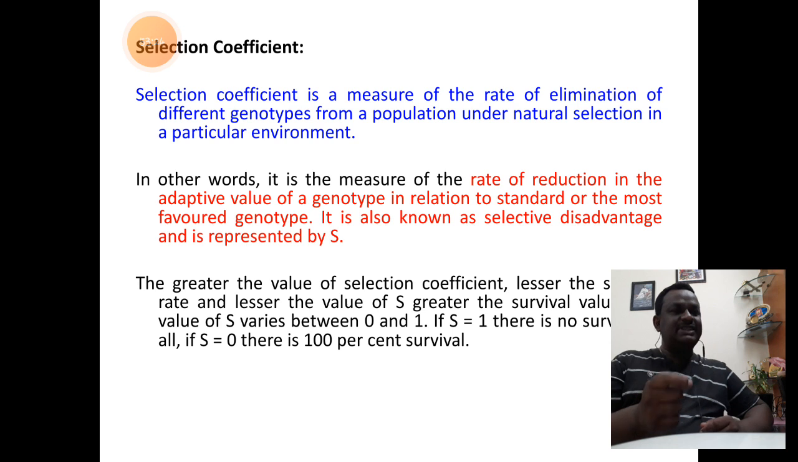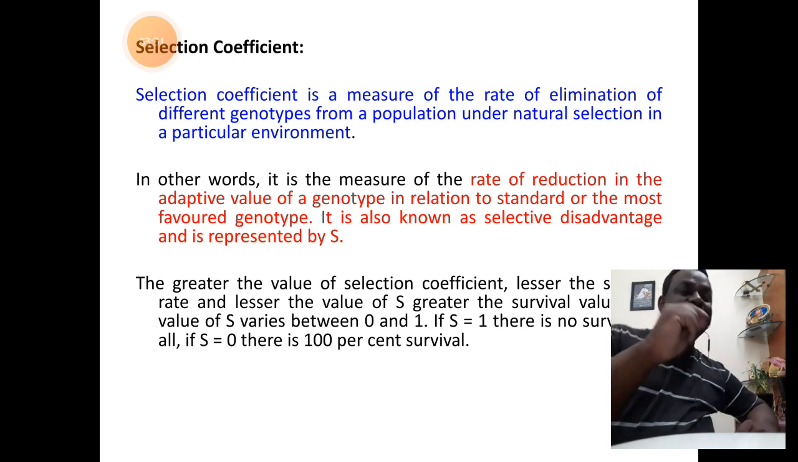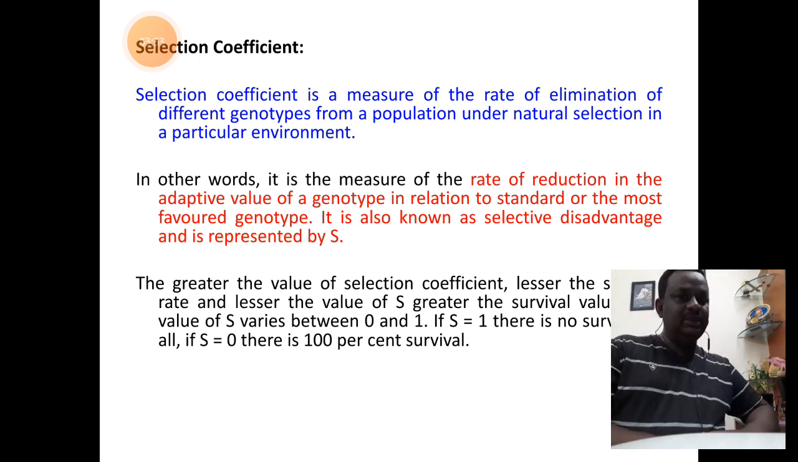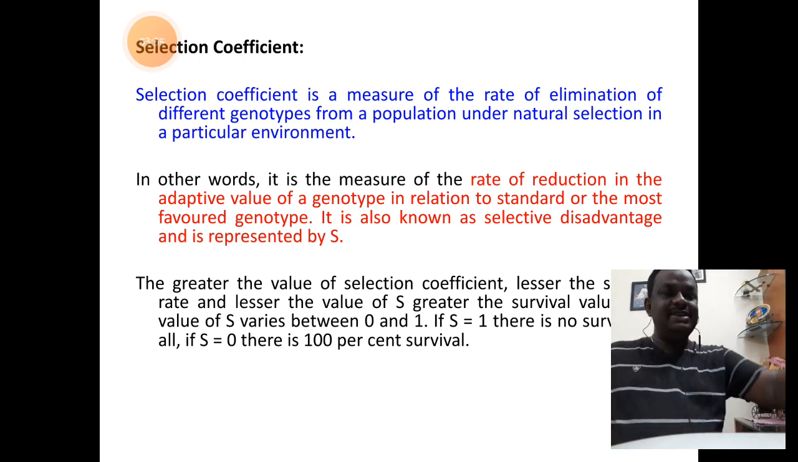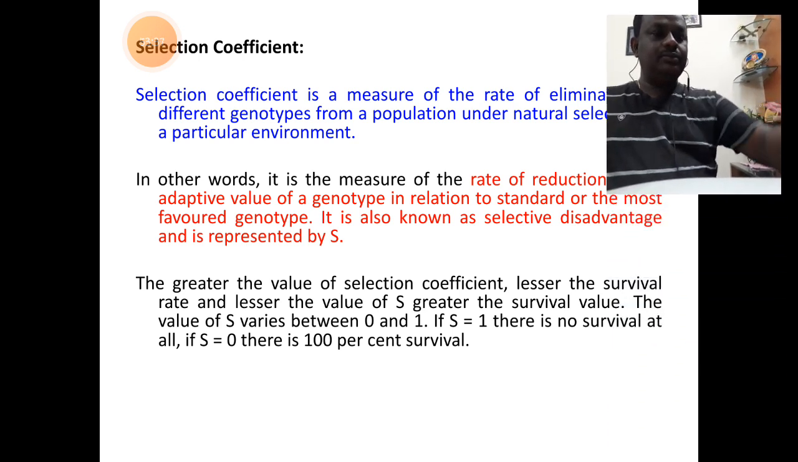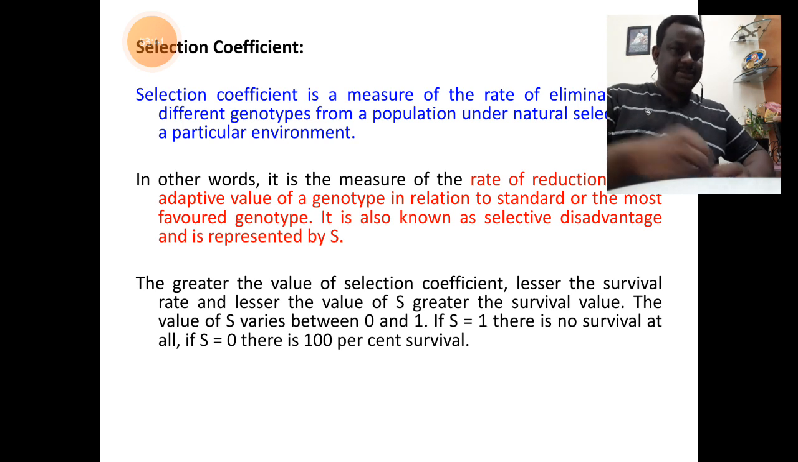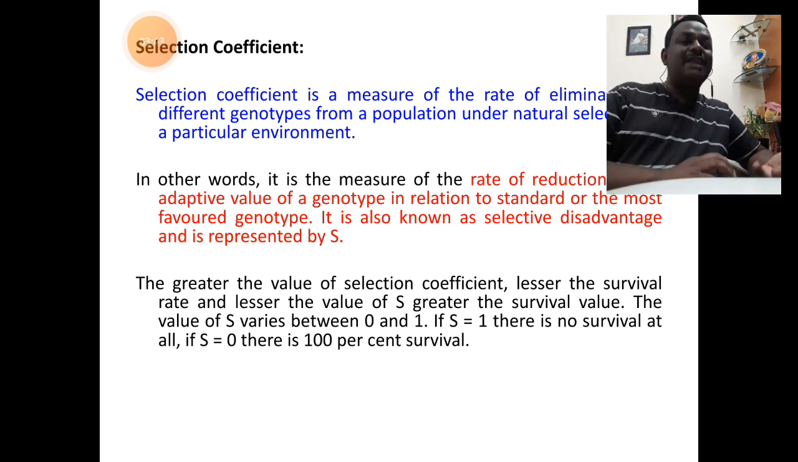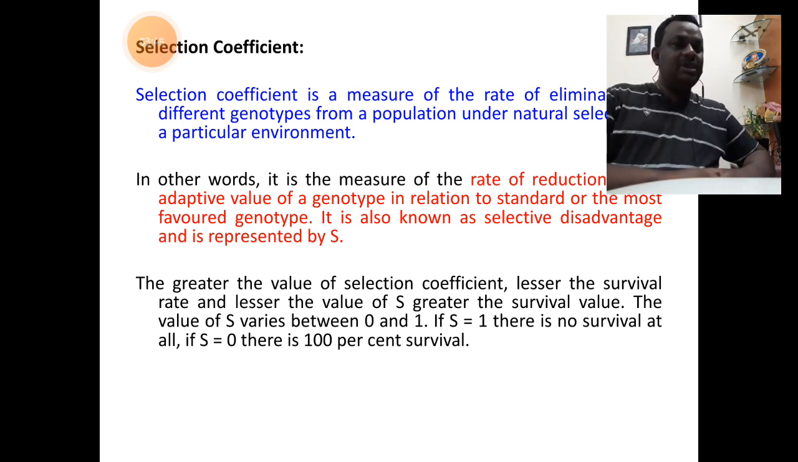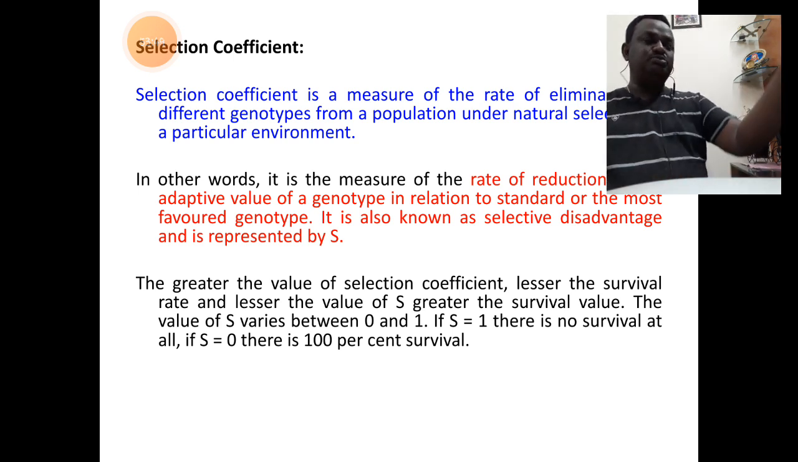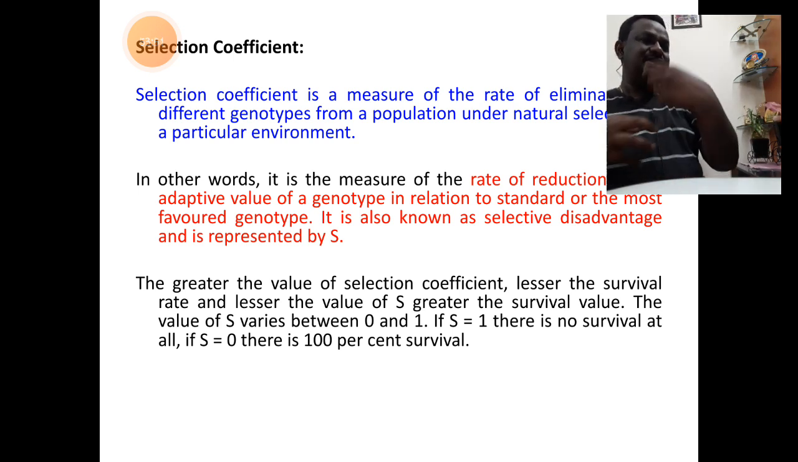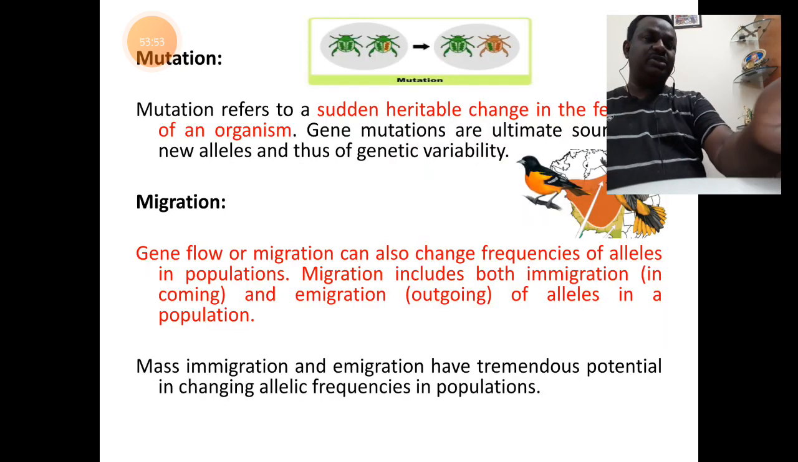It is represented as capital S. Students, remember, it is also called selective disadvantage. If the value is greater, the survival rate is lesser. If the S value is lesser, the survival rate is more. So it is a disadvantage for the animal actually.